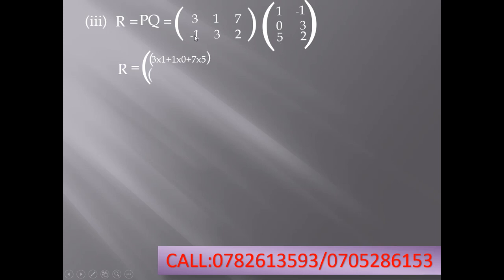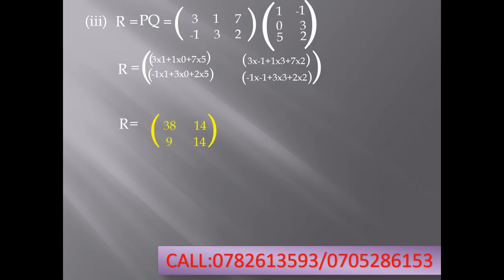We proceed to this one here: negative 1 times 1, 3 times 0, and 2 times 5. We now proceed to this: 3 times negative 1, 1 times 3, and 7 times 2. We come to this: negative 1 times negative 1, 3 times 3, and 2 times 2. What remains is the computation. Once we compute, we end up with 38, 14, 9, 14. And this is a 2 by 2 matrix, as we had earlier said. So R is a 2 by 2 matrix.